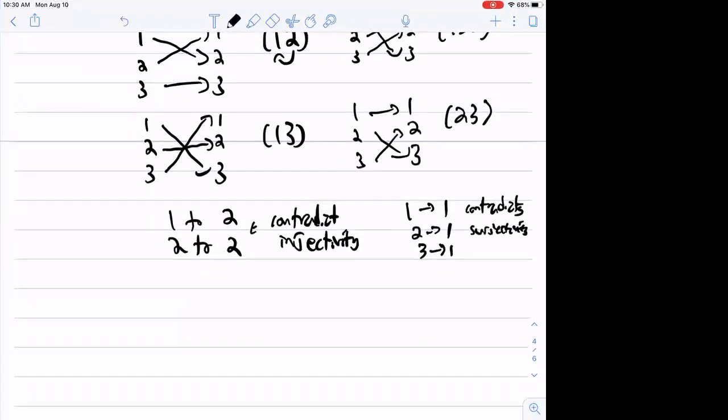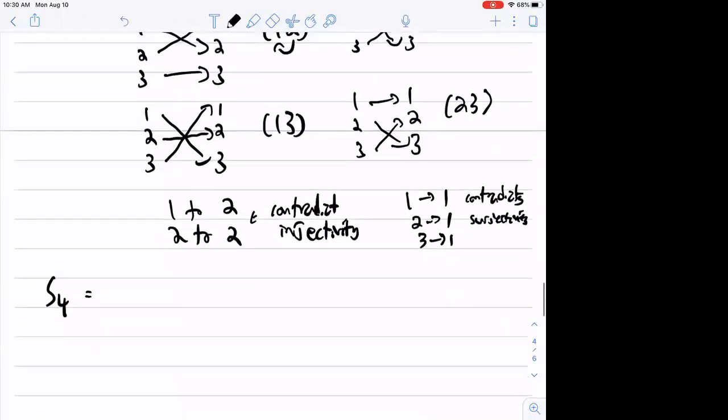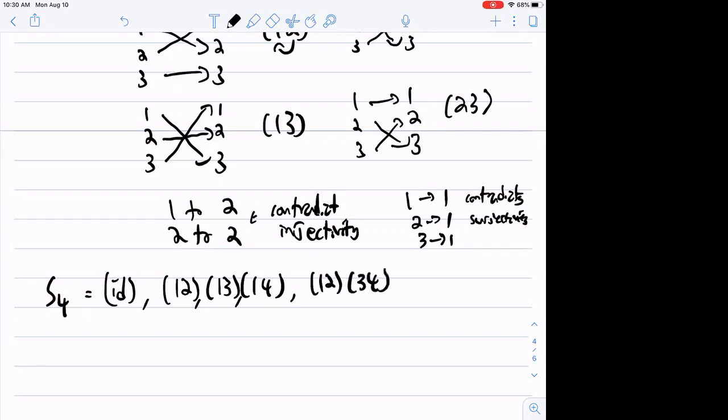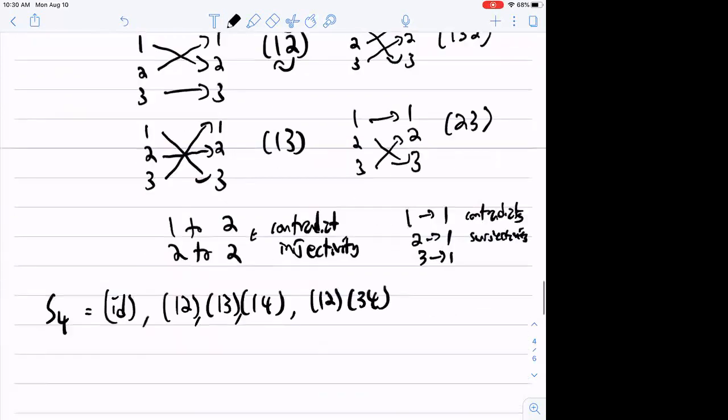Okay, great. And it turns out S4, you can actually just think of all of it. I could write it out. So identity, and then you have the 2 cycles, (1,3), (1,4). These should be commas. And then you have the product of 2 cycles. So these are called cycles. I'll go over cycle notation later.